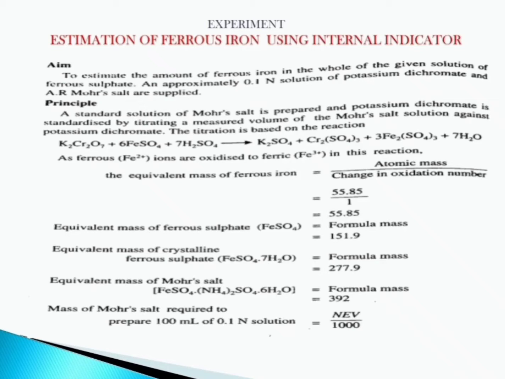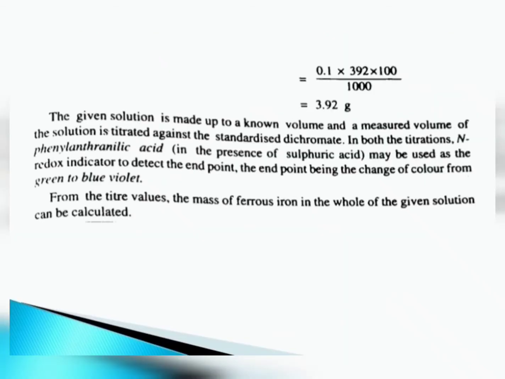Similarly, we are calculating the equivalent mass of crystalline ferrous sulfate FeSO4.7H2O, which will be 277.9, and the equivalent mass of Mohr's salt, which is 392. Now the mass of Mohr's salt required to prepare 100 ml of 0.1 normal solution is N E V by 1000, where N is the normality of Mohr's salt, E is the equivalent mass of Mohr's salt, V is the volume of solution. So it will be 0.1 into 392 by 1000 into 100, which is equal to 3.92 grams. So we are exactly weighing out 3.92 gram of Mohr's salt to make a standard solution.